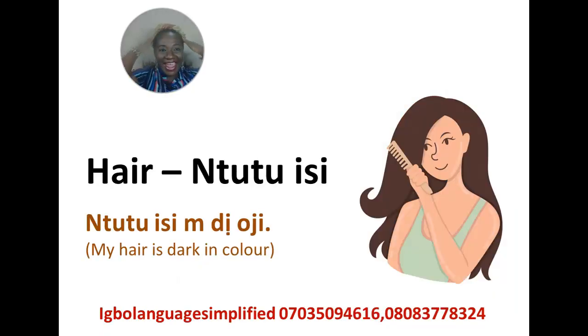This is our hair. Ntutuisi. Ntutuisi is hair. Ntutuisi dị oji. My hair is dark. Okay, so this pretty woman is combing her hair. Ntutuisi dị oji. My hair is dark in color.